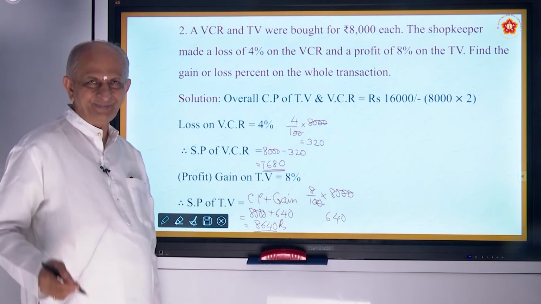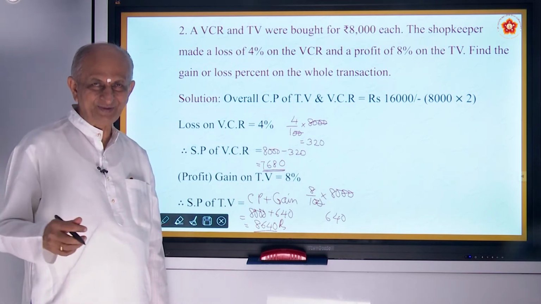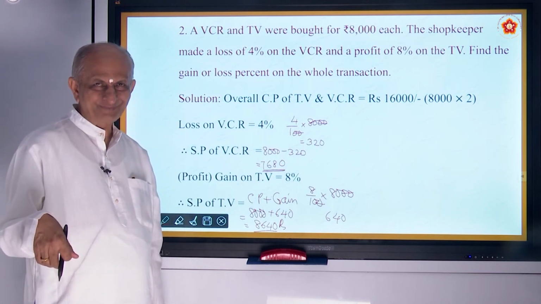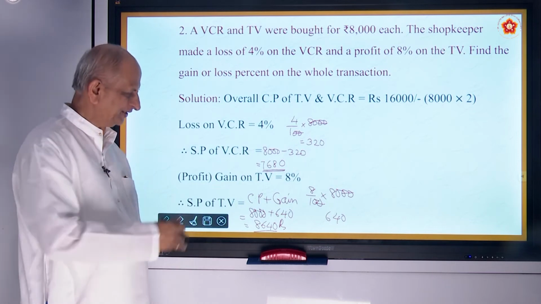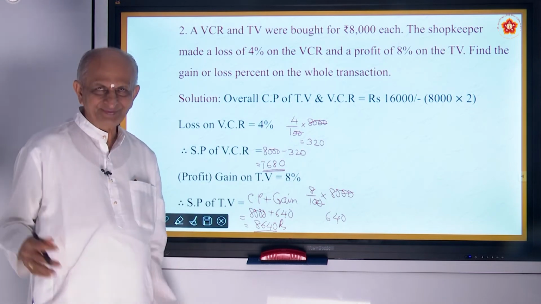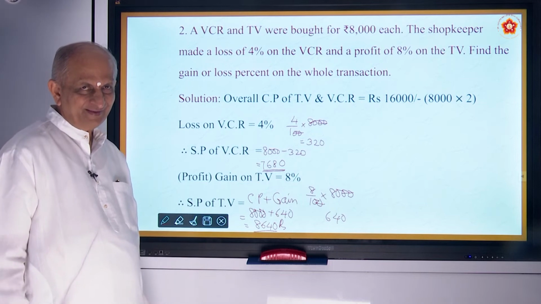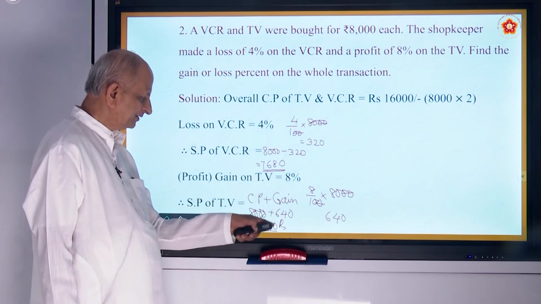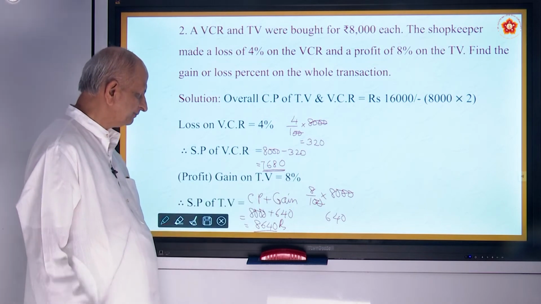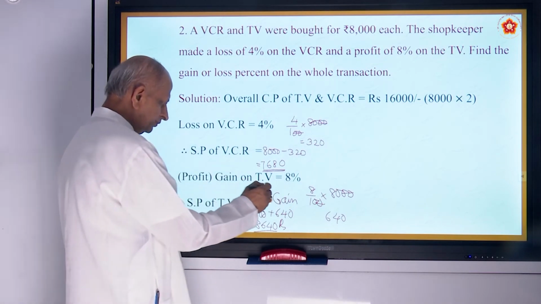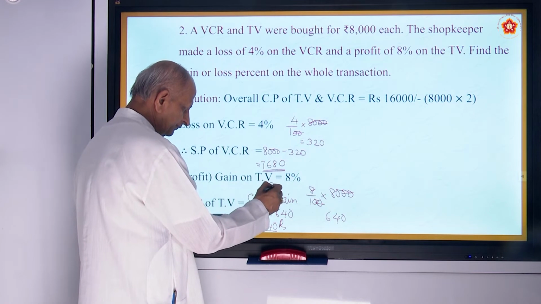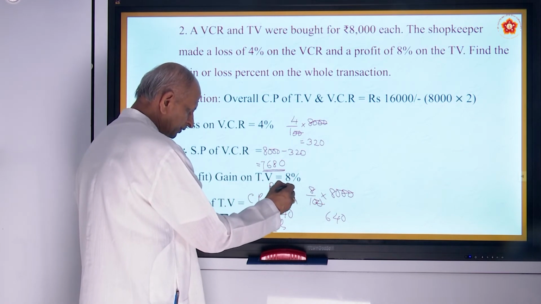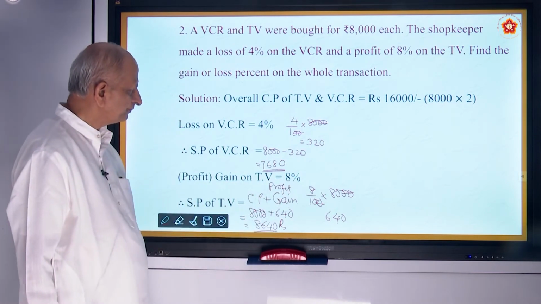Noted? Business. Some of the children have business in their home. Parents are business people. For such people, it will be interesting. They pick up very well and they will do it fast also. So gain means you add, also called profit. Both are the same. So this is what is called profit, 8%.